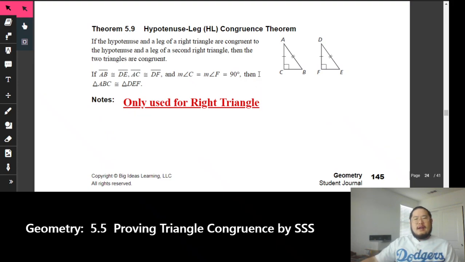In theorem 5.9, we have the next theorem, the hypotenuse-leg congruence theorem. You can only use this theorem when we're using a right triangle. I have that there in red: only used for a right triangle. What they're saying is that if the hypotenuses of both triangles are congruent and one leg is congruent, then we can prove that the two triangles are congruent. As simple as that.